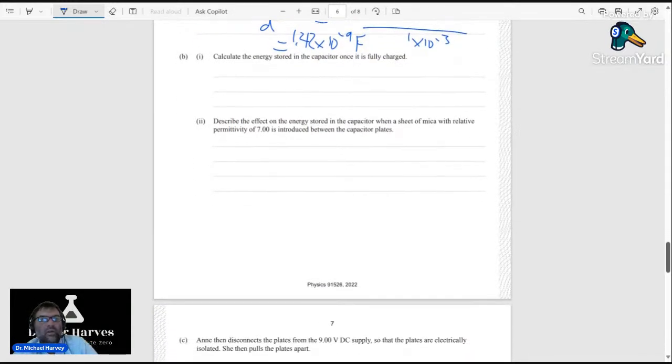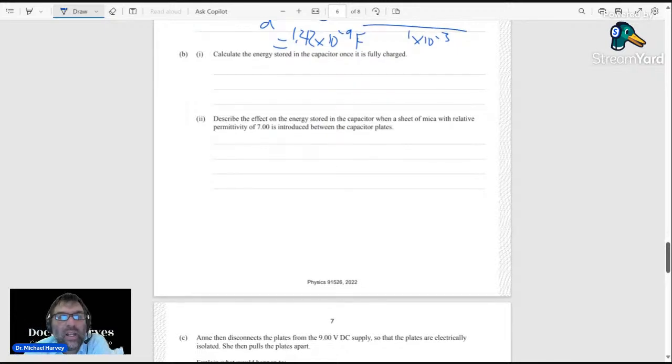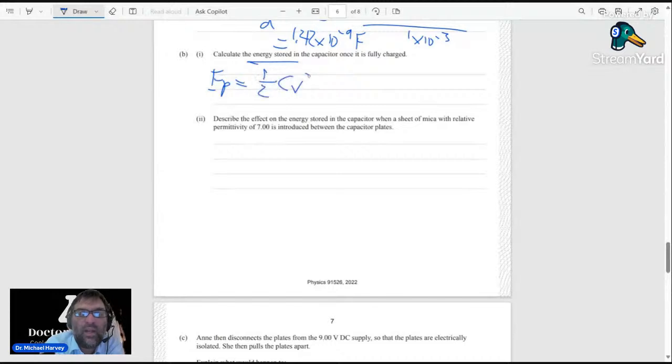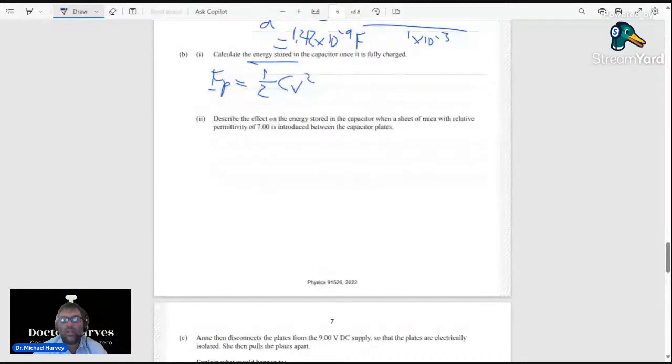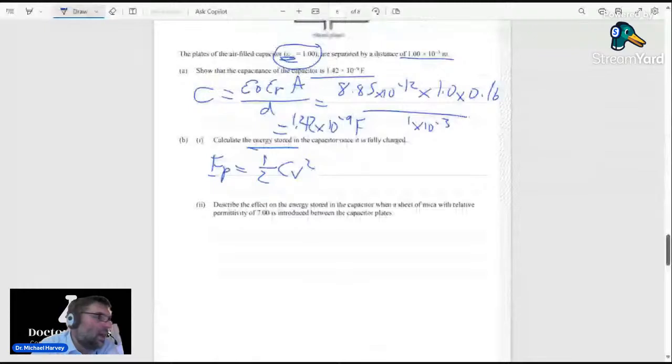Right. Part B, calculate the energy stored in the capacitor once it is fully charged. Again, you're looking at the equations you have. Easy. So energy is going to be equal to half CV squared. Let's move that slightly so we can see the values. So let's plug in the numbers.